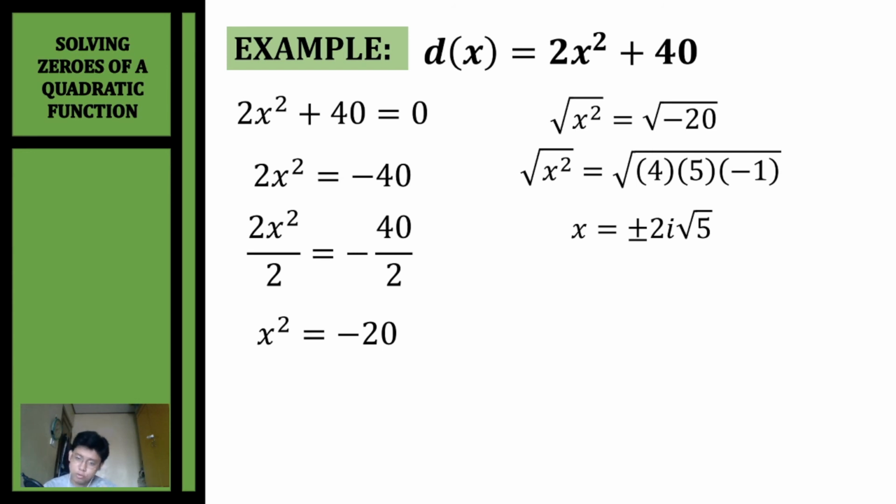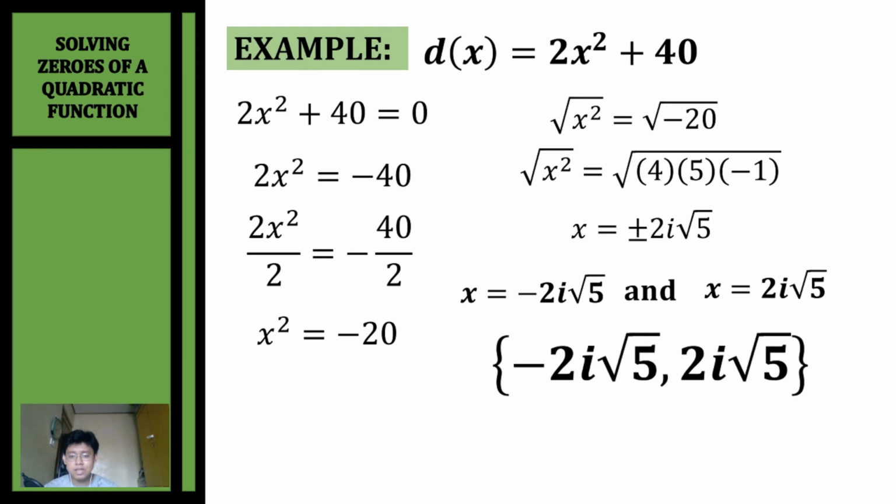So we have two values of x. We have x is equal to negative 2i times square root of 5, and x is equal to 2i times square root of 5. Now, our zeros will be negative 2i square root of 5 and 2i square root of 5.